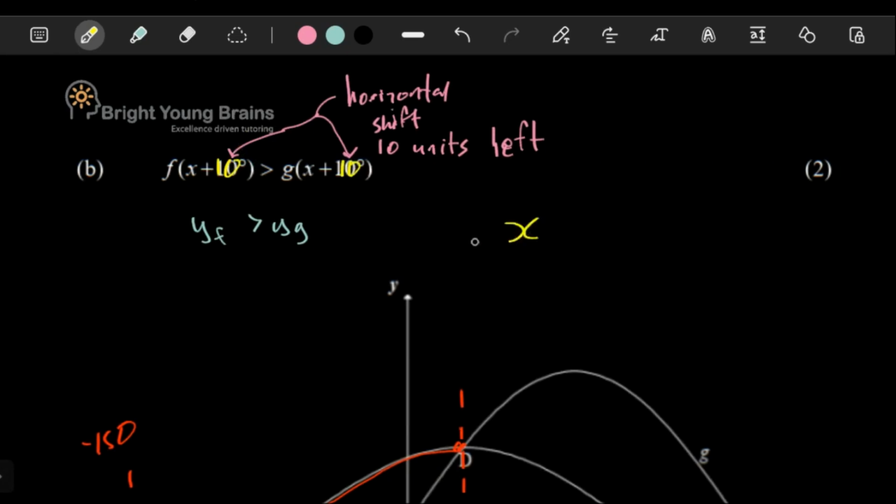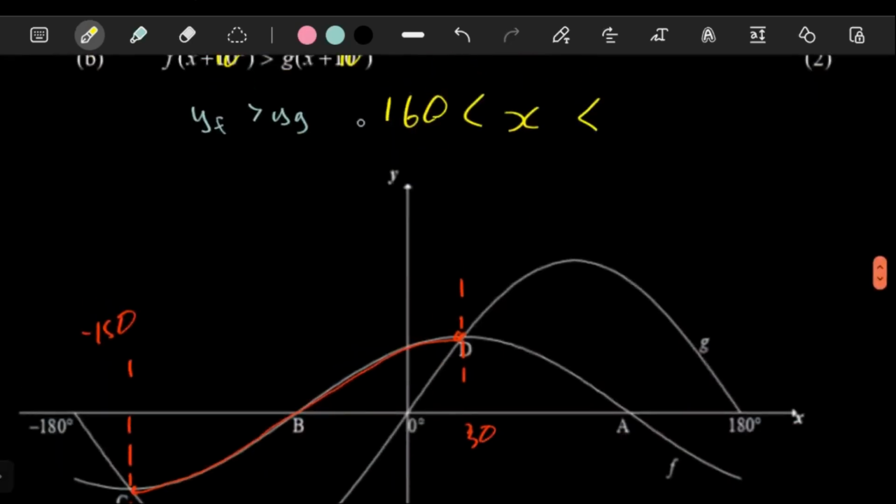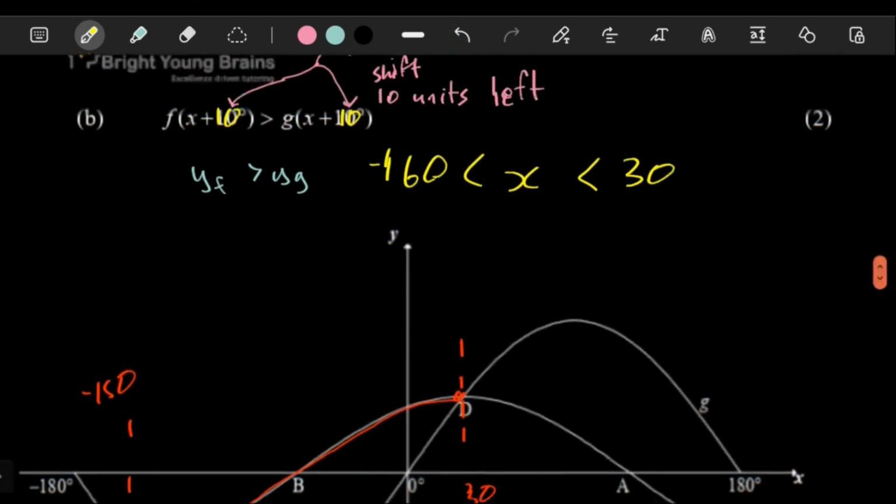you're going to say your x values need to be bigger than negative 160, and then they just need to be smaller than 30. And then you get your nice 2 marks there. So remember, every little bit technically counts.